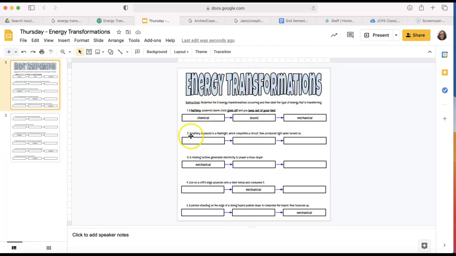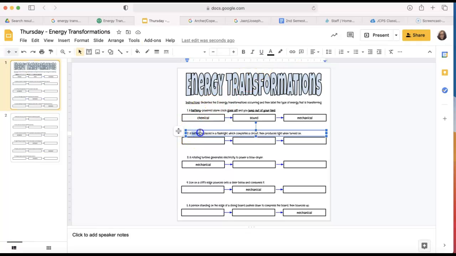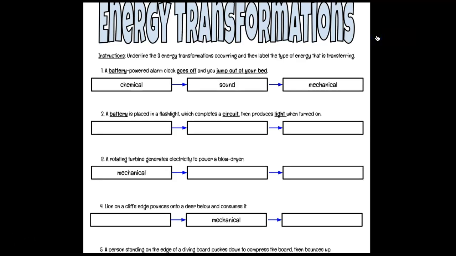So your first keyword here is a battery, right? If a battery is placed in a flashlight, we know that's our first type of energy. So there's battery. Okay, it completes a circuit. So when you think of a circuit, you should think of electricity flowing. And then it produces light. And we even have a specific type of energy that goes with light, and that's light energy or radiant energy. So those would be the 3 things we would underline here.